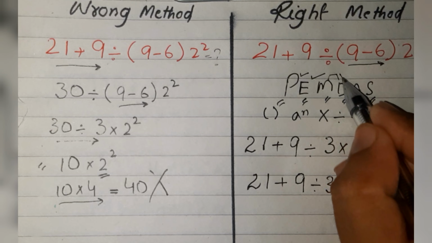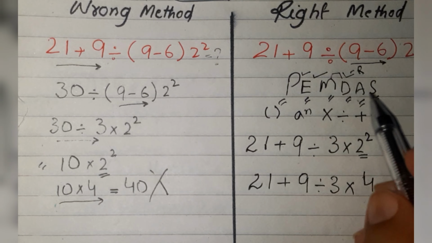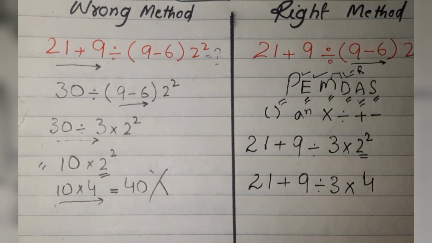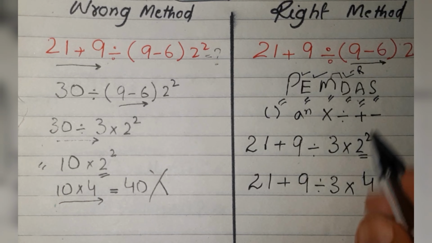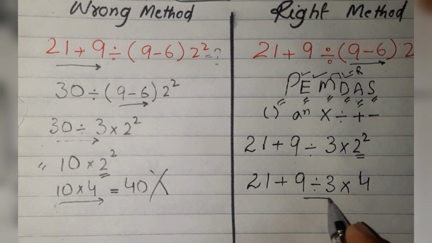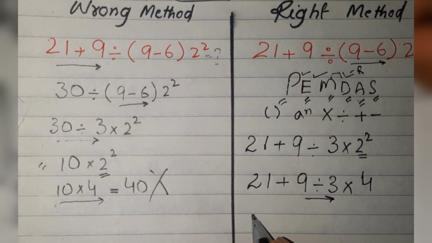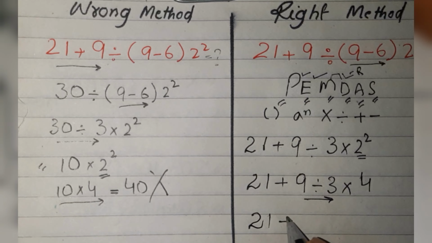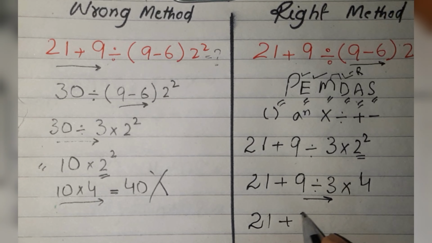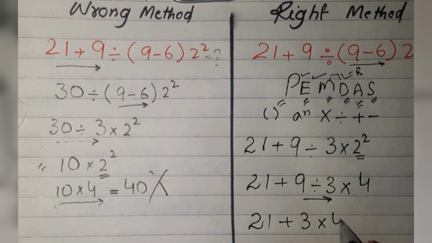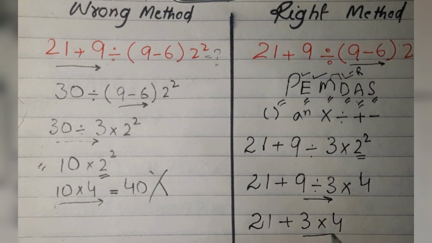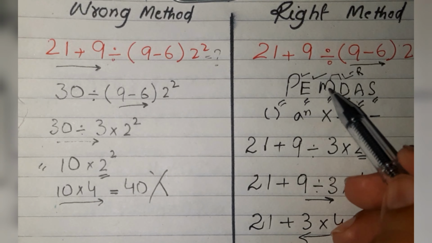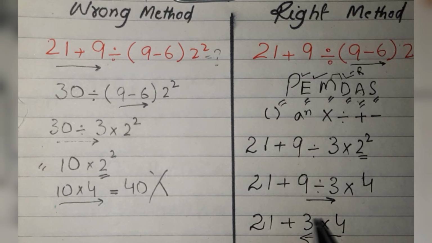Now in this expression there are division, multiplication and addition. According to the PEMDAS rule, division and multiplication always work from left to right, and also addition and subtraction work from left to right. So first we do division because division has a higher priority than addition. So instead of this expression we write 21 plus 9 divided by 3 gives us 3, times 4. Now multiplication because multiplication has a higher priority than addition and subtraction.